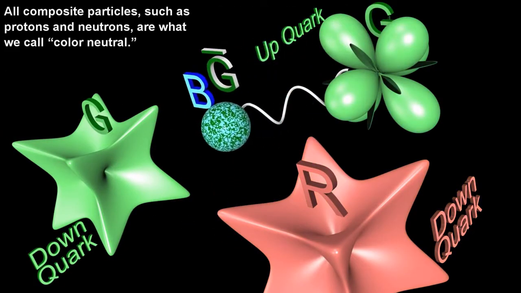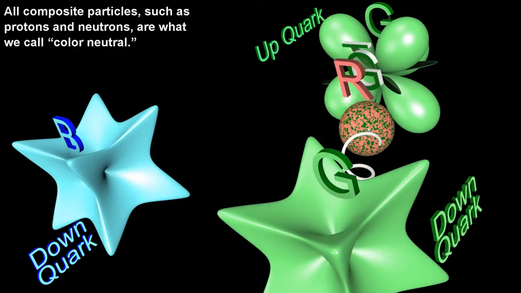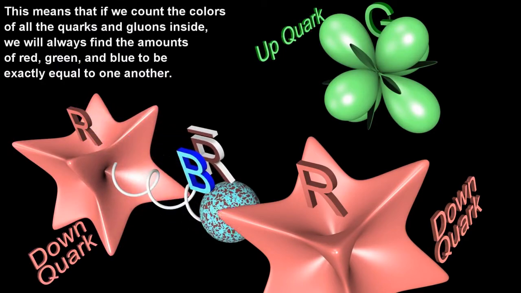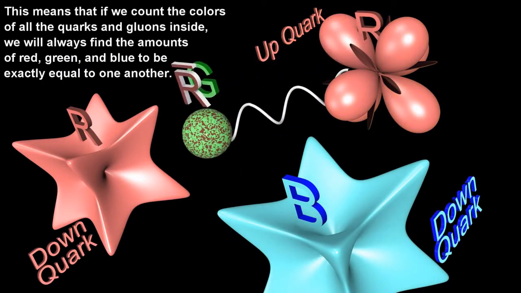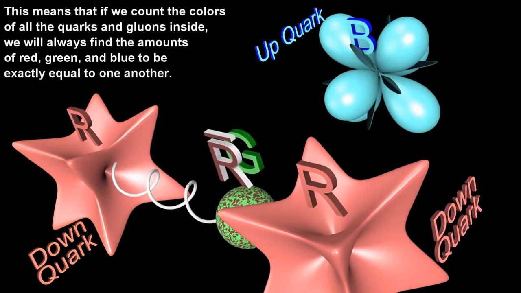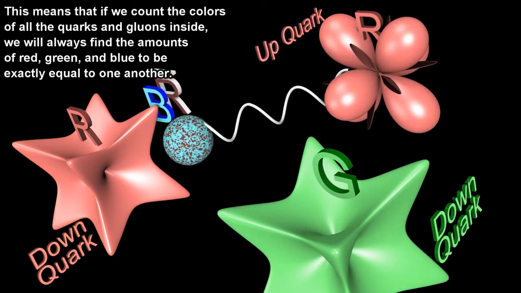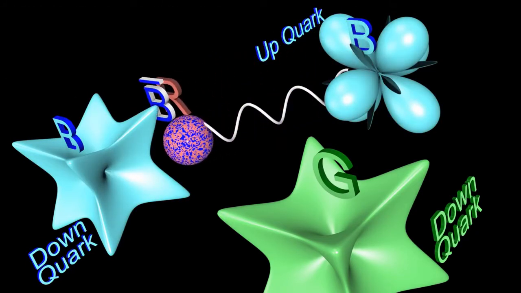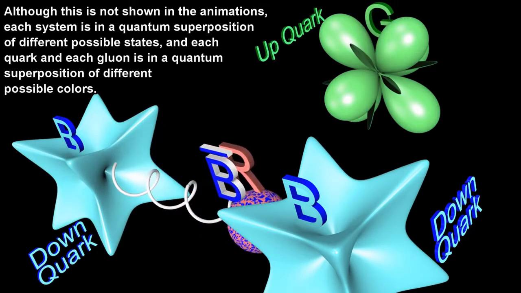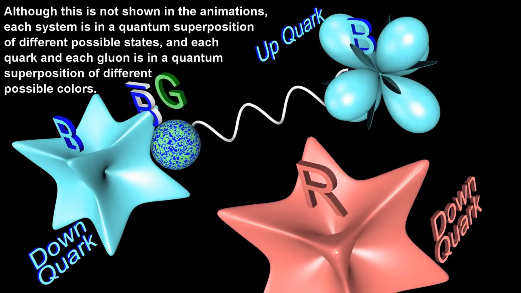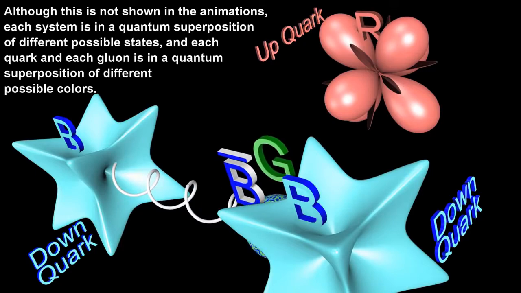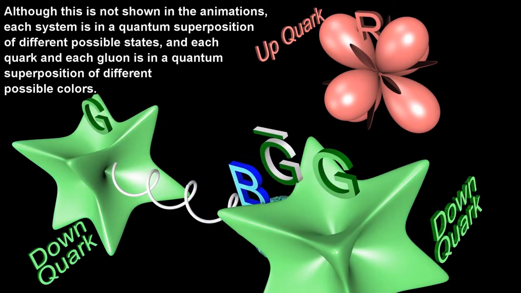All composite particles, such as protons and neutrons, are what we call color neutral. This means that if we count the colors of all the quarks and gluons inside, we will always find the amounts of red, green, and blue to be exactly equal to one another. Although this is not shown in the animations, each system is in a quantum superposition of different possible states, and each quark and each gluon is in a quantum superposition of different possible colors.